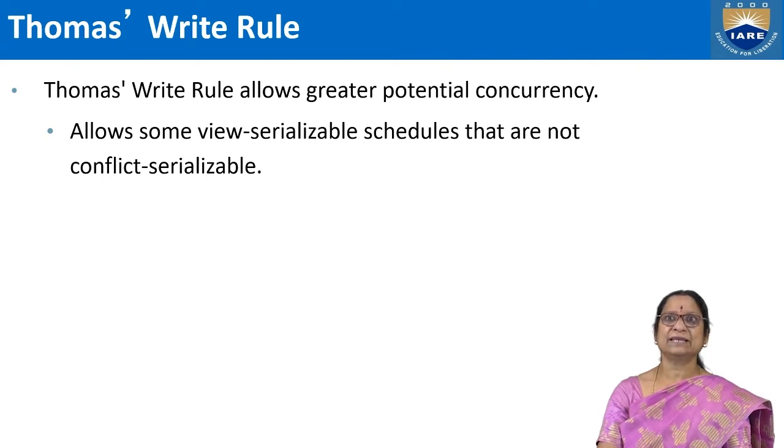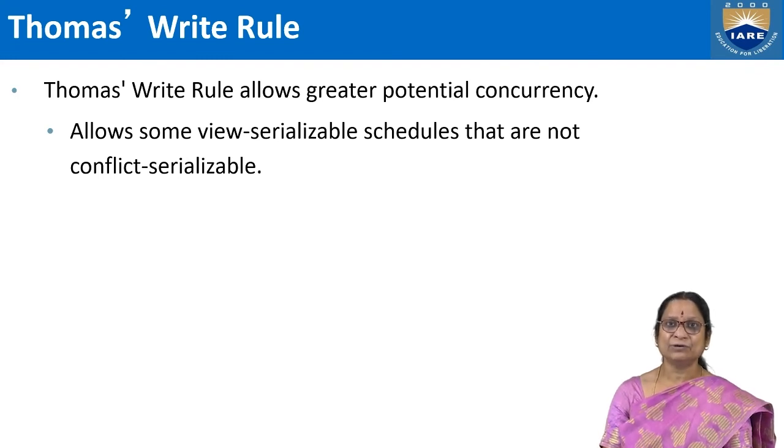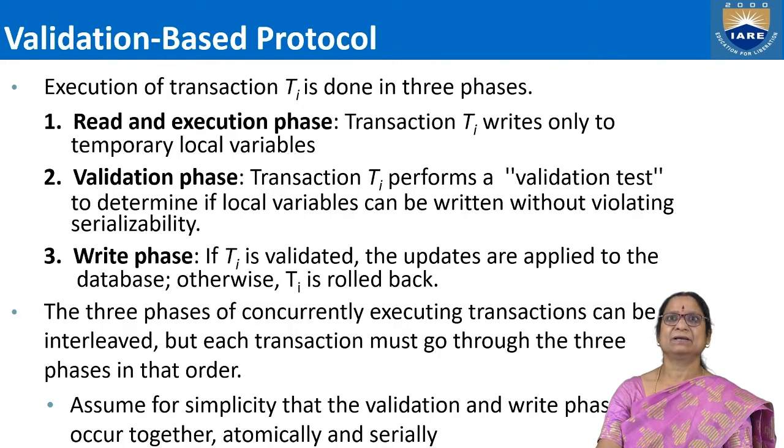The Thomas Write Rule allows greater potential concurrency. Because of this, more concurrency is allowed, and irrecoverable transactions and cascading rollbacks are also reduced. View serializable schedules that are not conflict serializable can be considered by us. So by using the Thomas rule, this timestamp-based protocol can be processed more effectively. For concurrent execution of transactions, there is another technique, which we call the validation-based protocol.